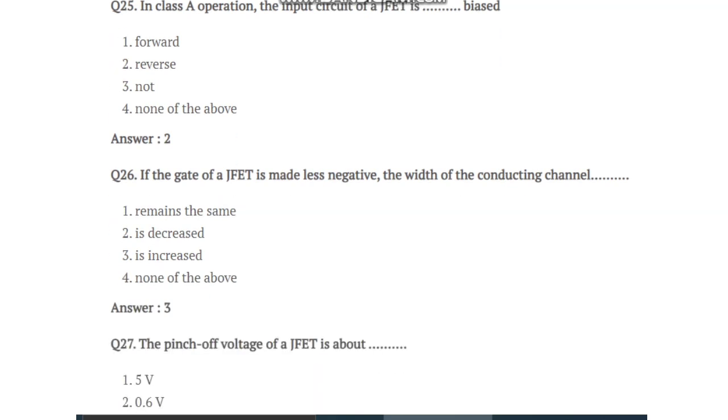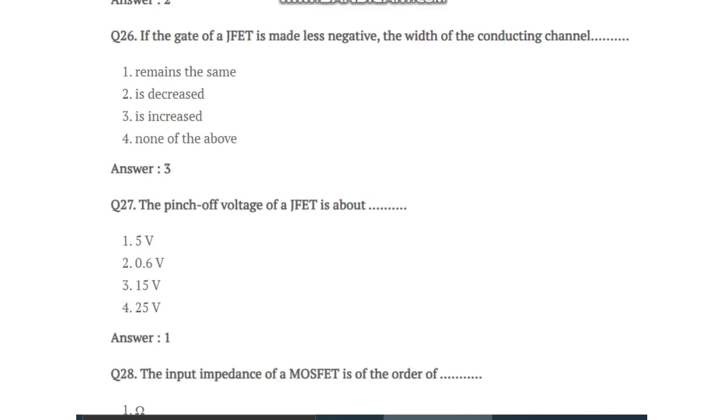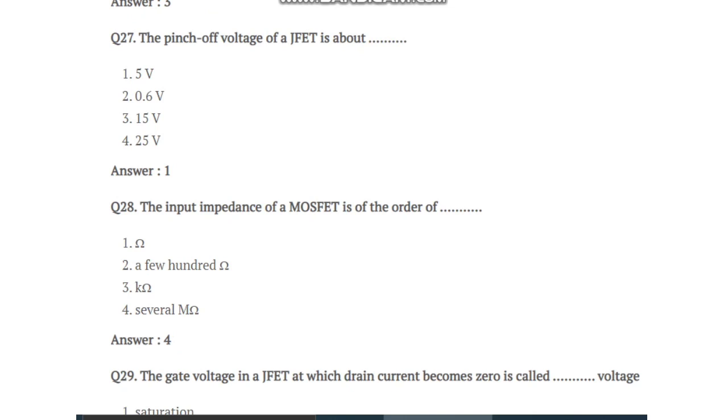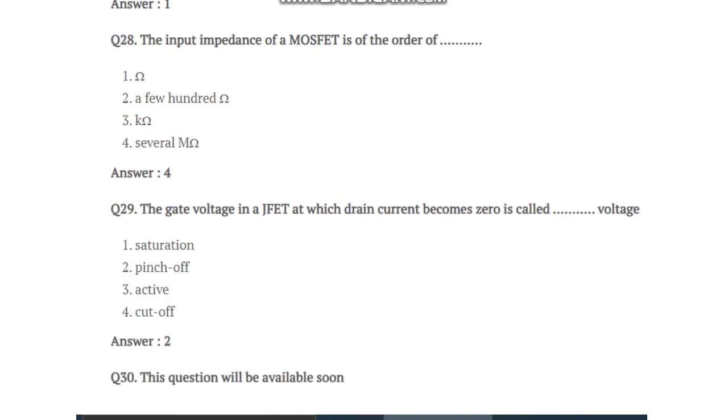Then question number 25 is, in class A operation, the input voltage of a JFET is dash bias. It is reverse bias. Question number 26 is, if the gate of JFET is made less negative, the width of conducting channel is increases. The pinch off voltage of JFET is about what? It is 5 volt.